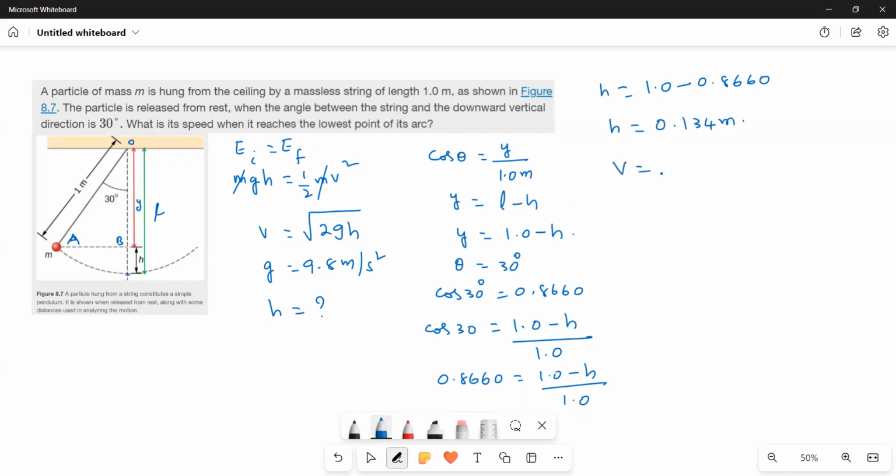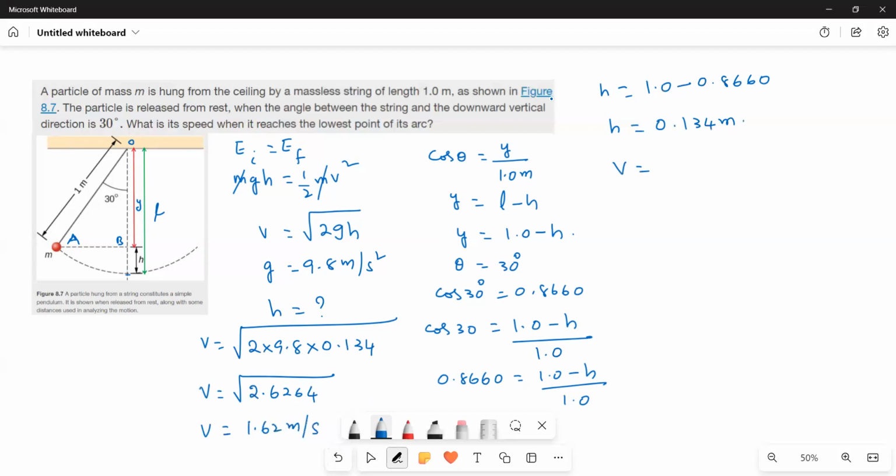Okay, substitute the value of h in this, we will get the answer. So v is equal to square root of 2 times 9.8 times, now h is equal to 0.134. Therefore, v is equal to square root of, this value is 2.6264. Therefore, v is equal to 1.62 meters per second. Okay, so this is how we have to solve this problem.